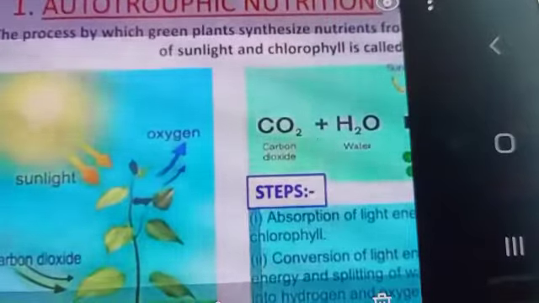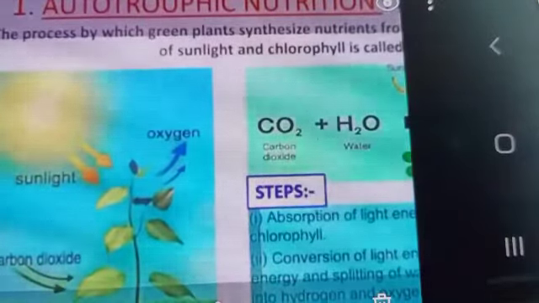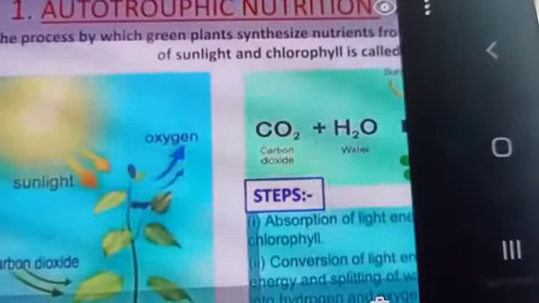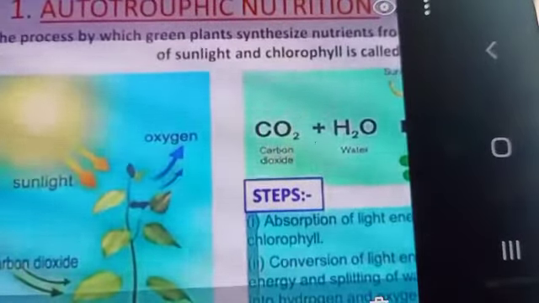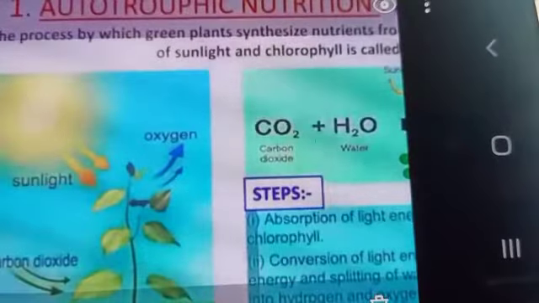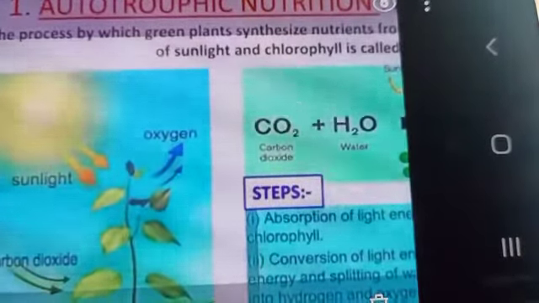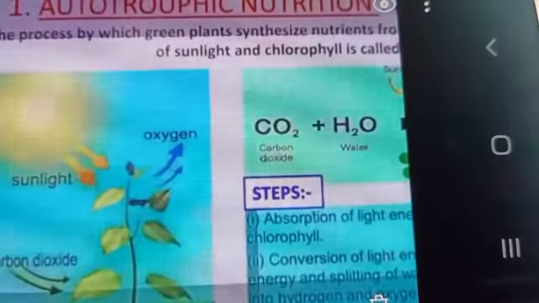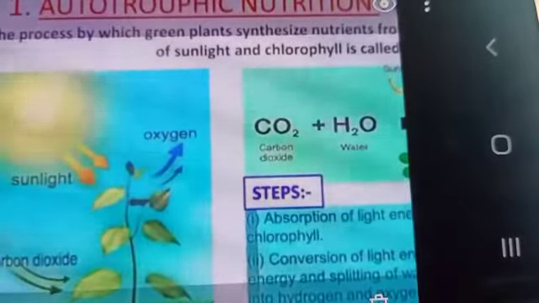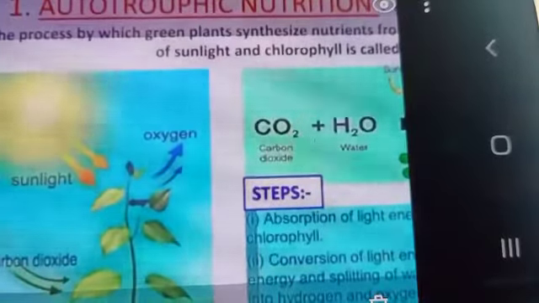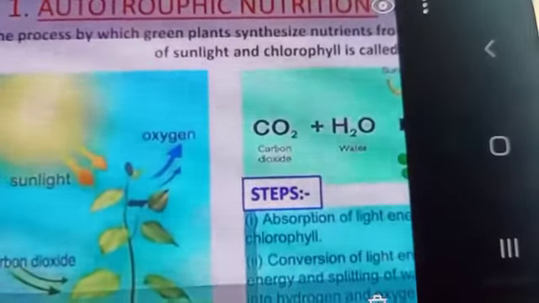Photosynthesis is a process by which autotrophs take in substances from the outside and convert them into stored forms of energy. This material is taken in the form of carbon dioxide and water, which is converted into carbohydrates in the presence of sunlight and chlorophyll. Carbohydrates are utilized for providing energy to plants.